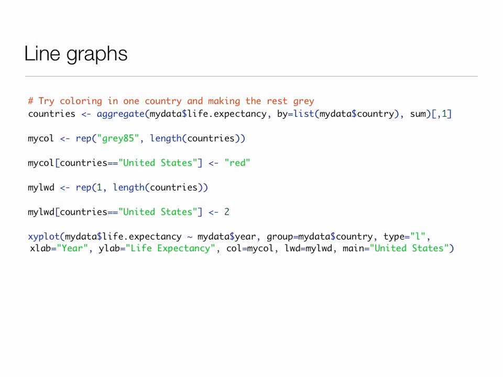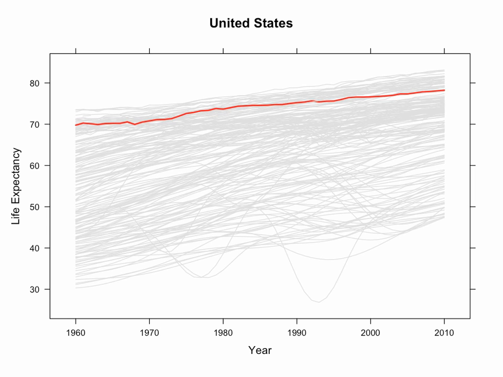Okay. Now that we've got this, we're going to do the same plot. Life expectancy distributed by year, grouped by country. Type is line, XLab, YLab, so on and so forth. Except we're going to add color equals mycol, line width equals myLWD, and the main title is United States. And when you do that, you get this sort of gray mess of spaghetti, but you get the United States standing out as a red line toward the top of the graph.